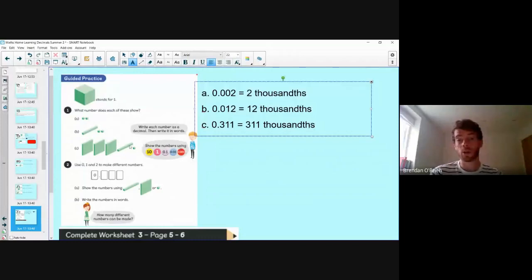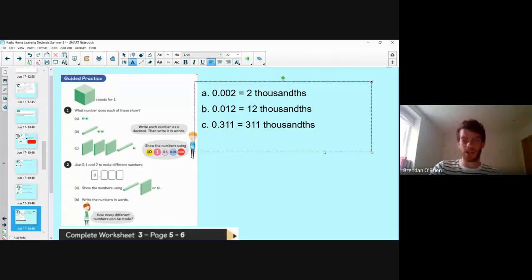Make sure you're paying attention to whether we have to write thousandths, hundredths, or tenths. If you've got the small blocks available, it's going to be a thousandth. If there are no small blocks and the next largest value is a long block, well, that's going to be hundredths. And if there are only these blocks representing tenths, well, it's only going to be tenths.